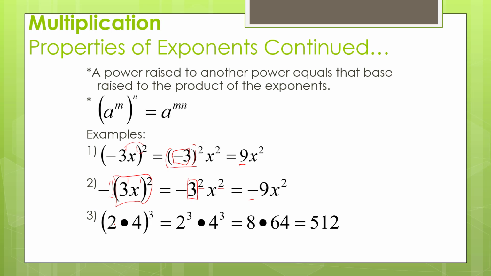Alternatively, we can recognize that there are 2 values inside the parentheses. We can use our power to power rule to say 2 to the first raised to the third power would be 2 to the third. 4 to the first raised to the third power would be 4 to the third. And that then gives us the ability to simplify each statement. 2 times 2 times 2 is 8. 4 to the third power is 64. And 8 times 64 is 512. That is the power to power rule.